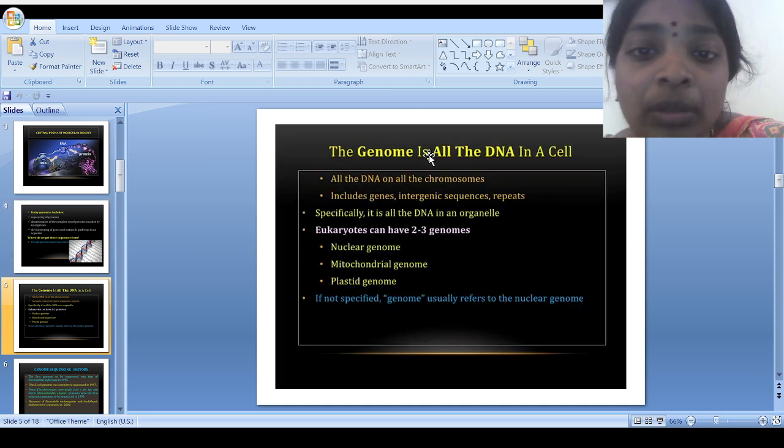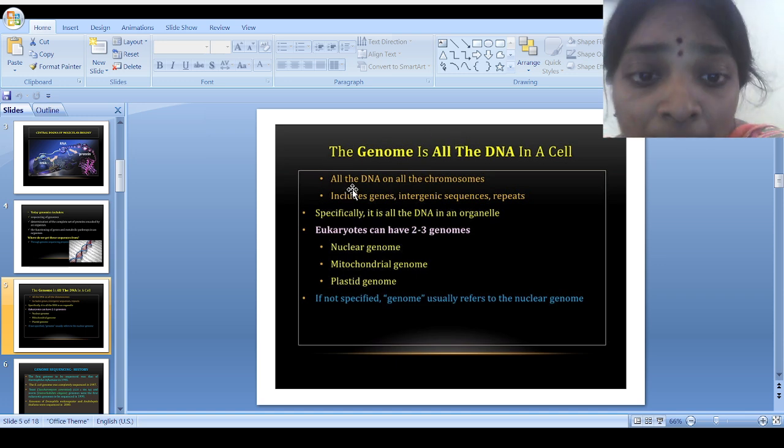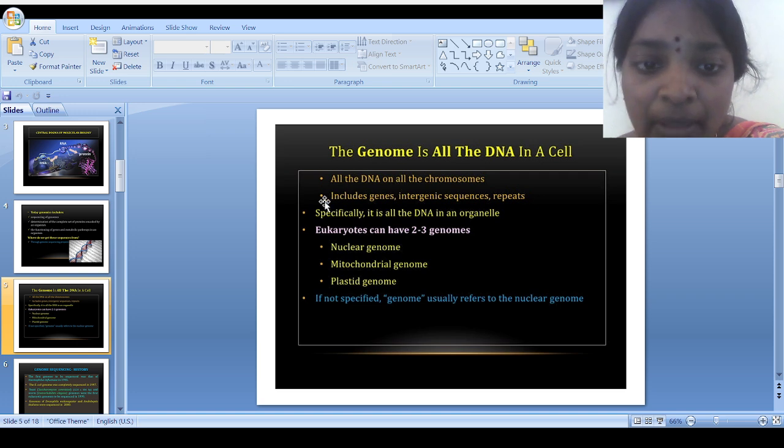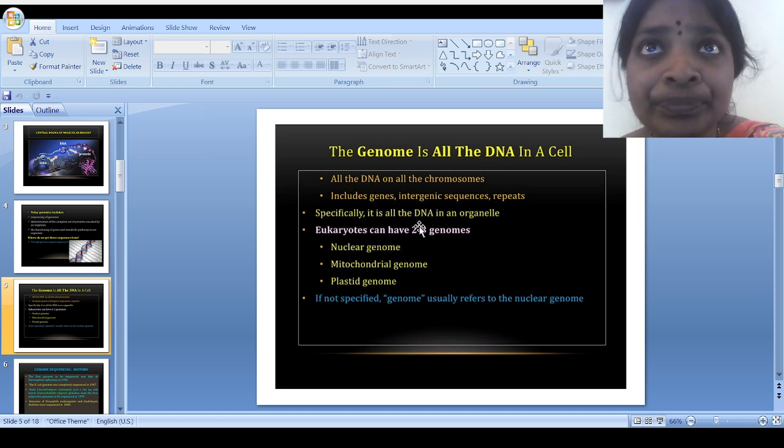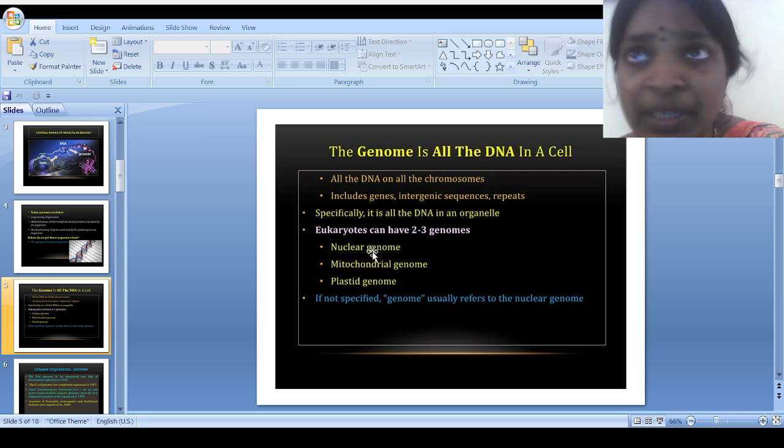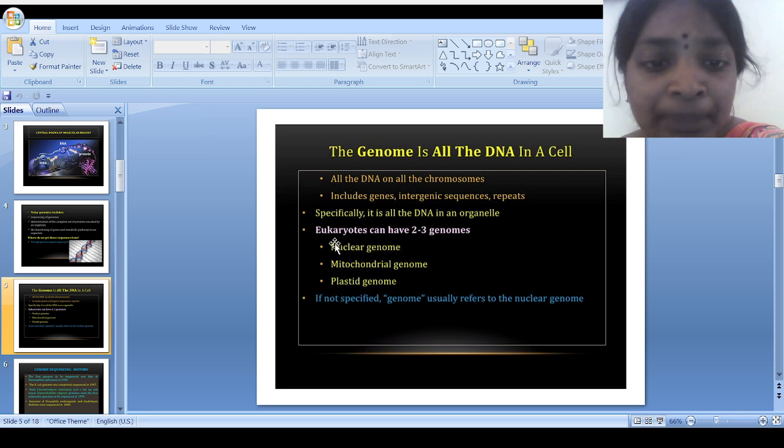So the genome is all the DNA in a cell, right? So DNA in a cell, the complete genome. Here, all the DNA and all the chromosomes may be included. So that includes genes, intergenic sequences, and repeats like palindromic sequences. Specifically, it is all the DNA of an organism. For example, take bacteria: it has its plasmid DNA and the bacterial DNA.